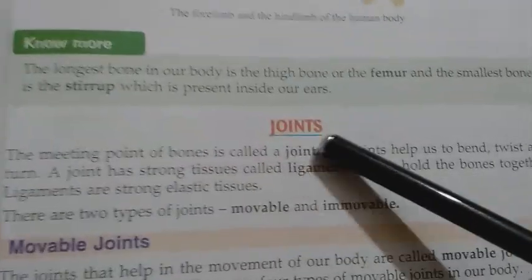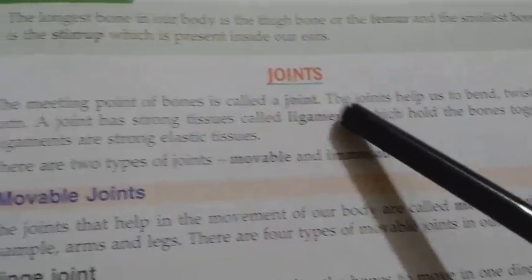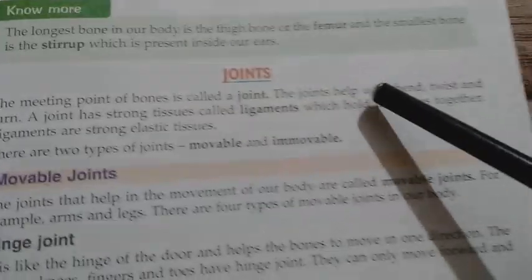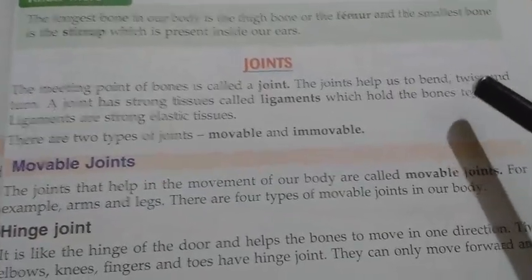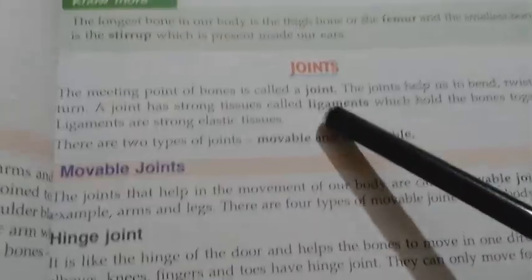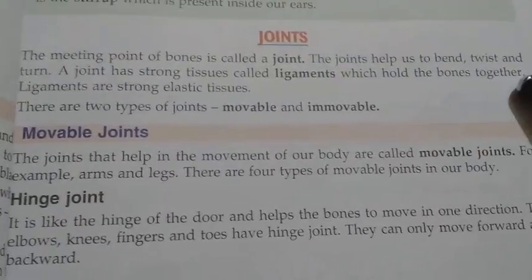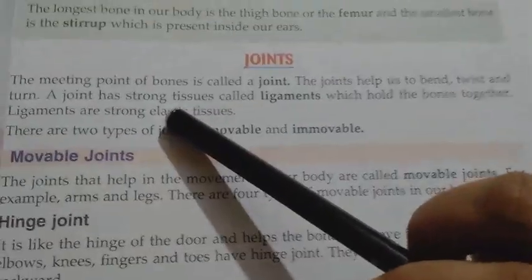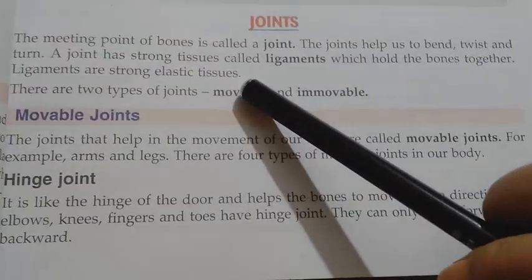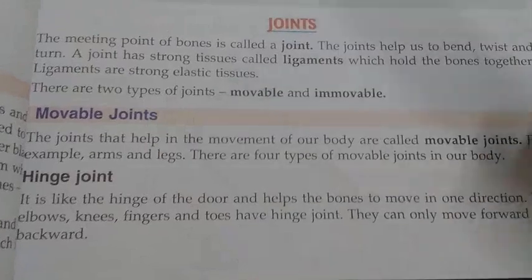So here are joints. The meeting point of bones is called a joint. Joints help us to bend, twist, and turn. A joint has strong tissues called ligaments. Always remember ligaments. They hold the bones together. Ligaments are strong, elastic tissues. There are two types of joints: movable and immovable. Firstly, movable joints.